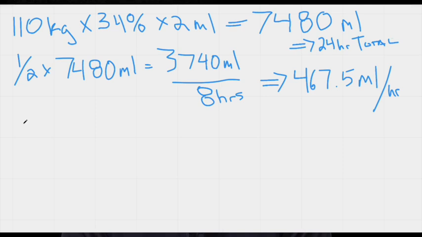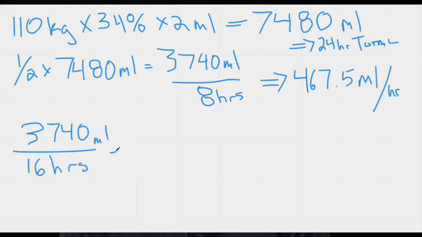Now we still have to figure out the rate for the next 16. What if we're dealing with a transfer, a patient that's already had 6 hours of fluid? We're going to need to swap them over in the transport. So for the next 16 hours, their rate's going to be 3,740 divided by 16. That rate's going to be 233.75 mLs per hour. That's going to be for the next 16 hours.